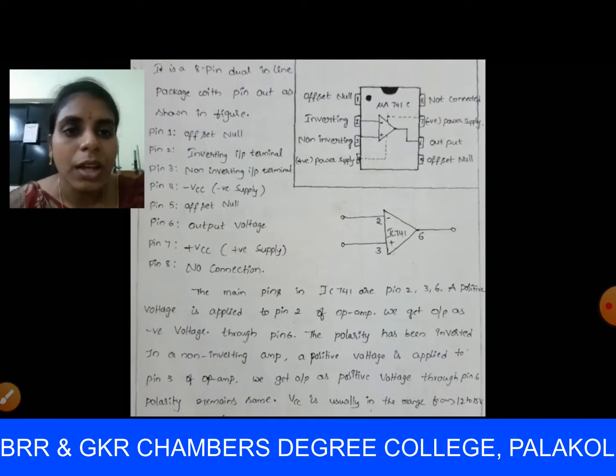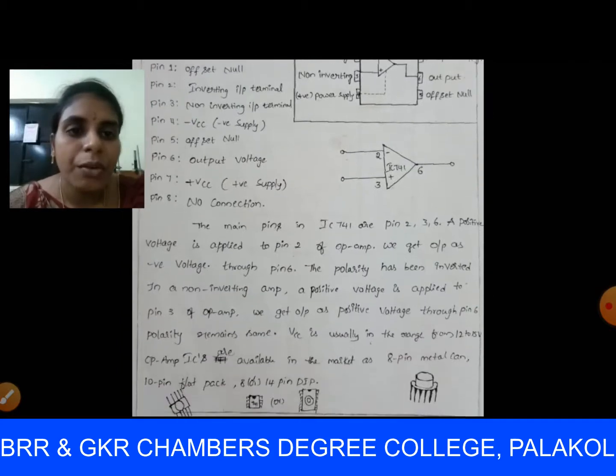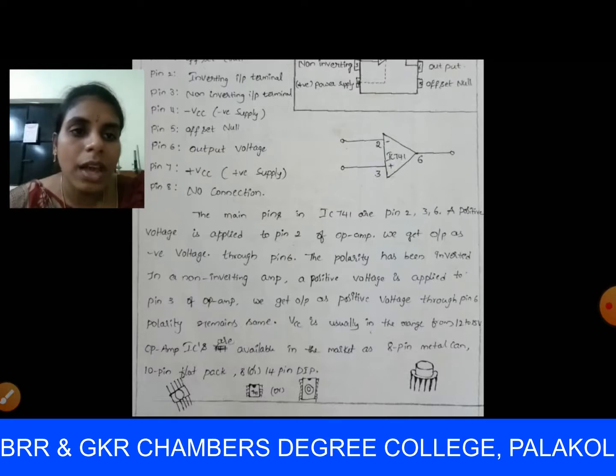Here we have the concept. The main pins in IC741 are pins 2, 3, and 6. If a positive voltage is applied to pin 2 of the op-amp, we get a negative voltage as output. Through pin 6, the polarity has been inverted. If positive voltage is given to the inverting terminal, pin 2, it produces the output at the 6th terminal in inverted form. The phase is inverted by 180 degrees.